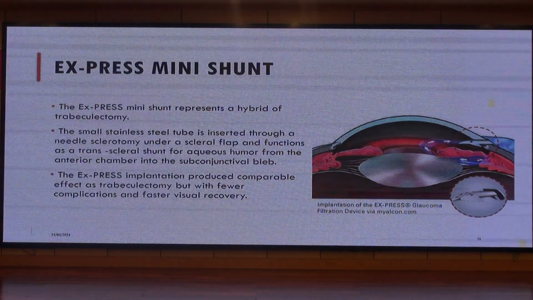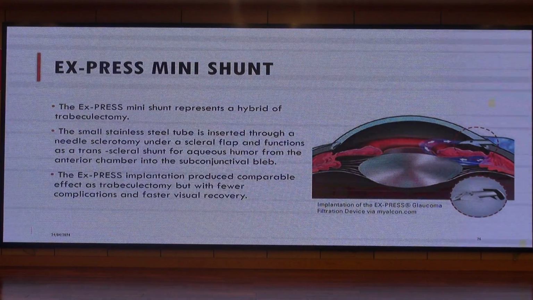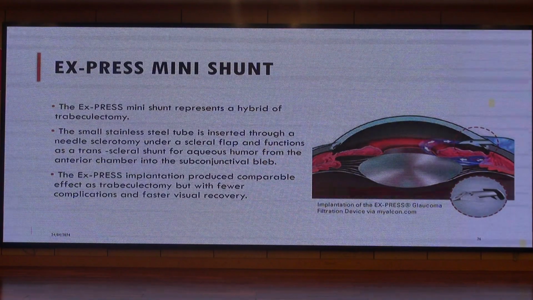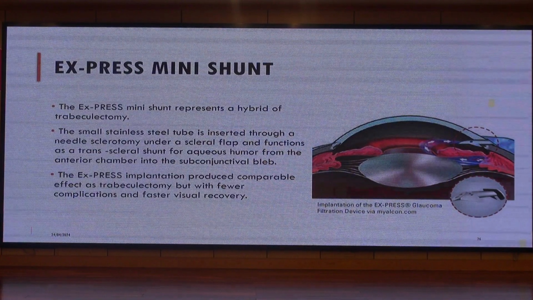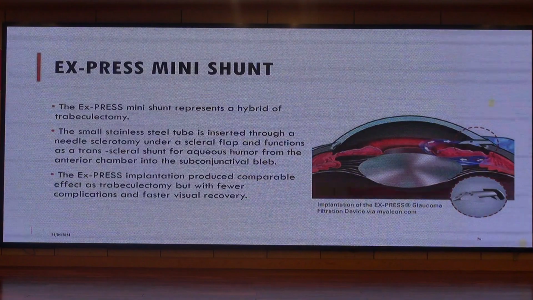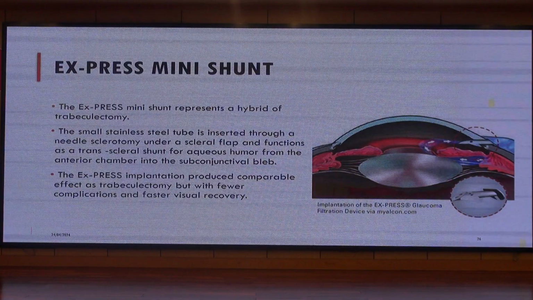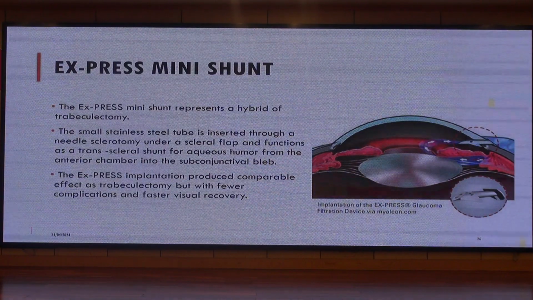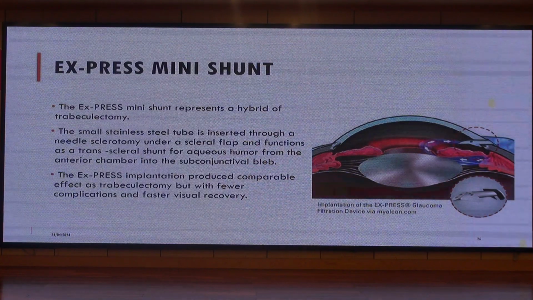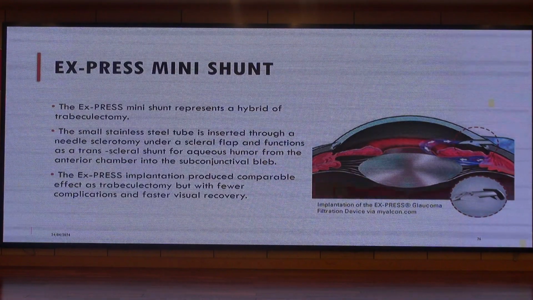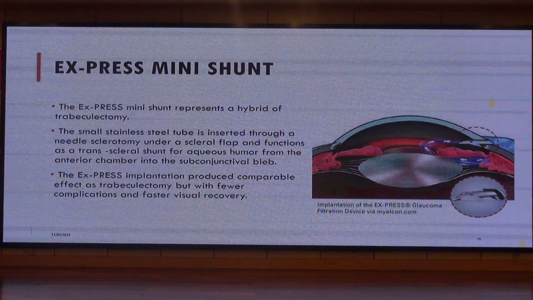The Ex-PRESS mini shunt is very familiar to us because we have used this device in our hospital. It represents a hybrid of trabeculectomy. It consists of a small steel tube inserted into the anterior chamber to create a filtration shunt of aqueous humor from the anterior chamber into the subconjunctival bleb. It has an advantage compared with trabeculectomy because it has fewer complications and faster recovery. The price is not very low.